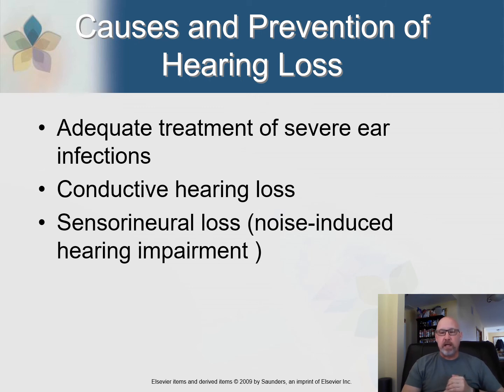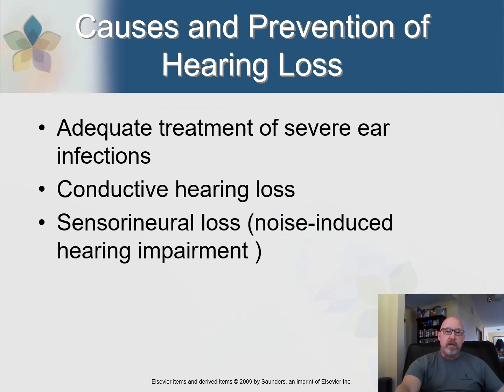So if a child is prone, usually more than 3 ear infections within a year, then they're a candidate to have tubes placed in their ears, and that can reduce the number of ear infections. Some of you might have had that done when you were children.